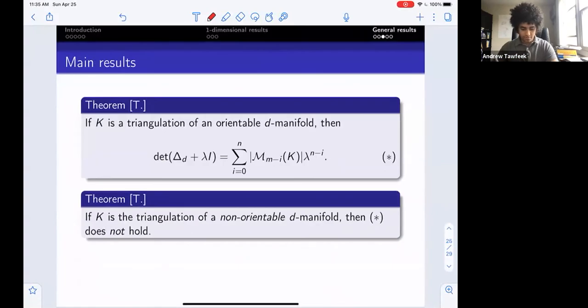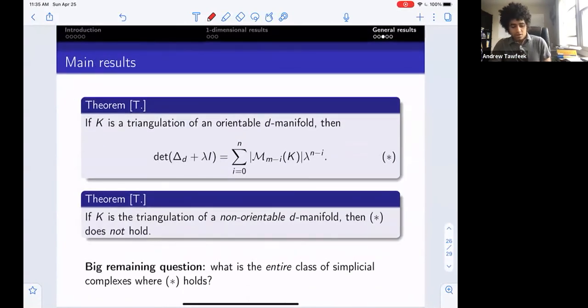I'll have to fast forward a bit, but essentially what we ended up proving was if your simplicial complex is the triangulation of an orientable D-manifold, this does hold absolutely. If it's a triangulation of a non-orientable D-manifold, it does not hold, period. But that's not every complex. Not every simplicial complex falls into these categories. And we have evidence that complexes that aren't triangulations of manifolds can go either way. So essentially there's a lot more that can be said that we don't know. And yeah, that's the big remaining question.